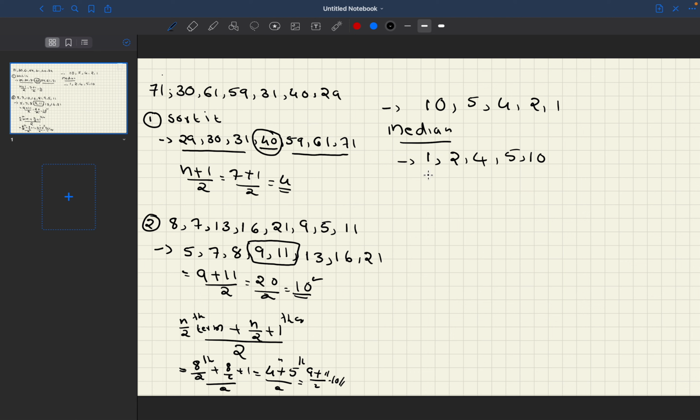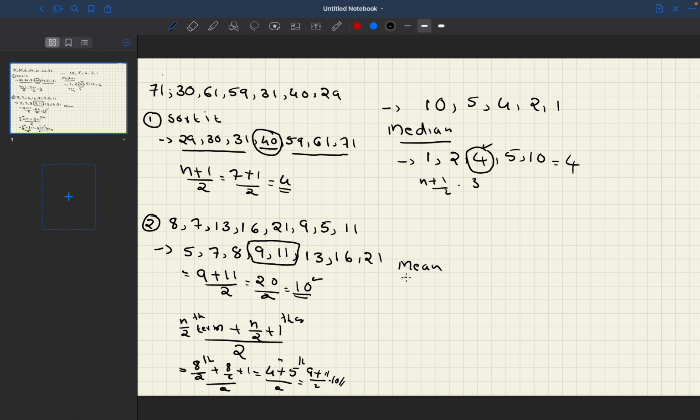Check whether this is even or odd. 1, 2, 3, 4, 5. So this is odd. Odd means we can easily find 4 as the median. We can also use the formula. What is the formula? n plus 1 by 2, which is equal to 5 plus 1 by 2, that is 3. So this is the 3rd item. So the median is 4.